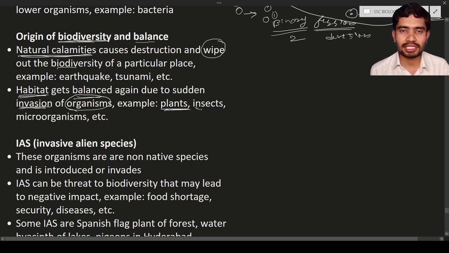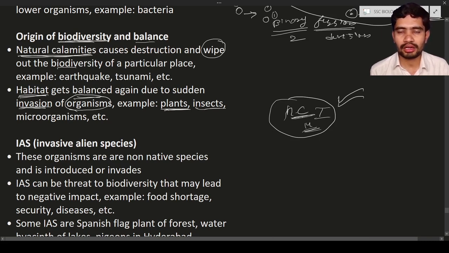For example, these organisms will be the plants. Plants will grow over there. Insects will come. Let us consider this is the area. In this area, the natural calamities have occurred, so all organisms like plants and animals are dead. After 1 year, the plants will grow and also insects will come and also other microorganisms will come over here and so on. Hence the habitat will get balanced again. So this is about balance. Balance means the growing and living of all different organisms in the particular area, that is known as balance.